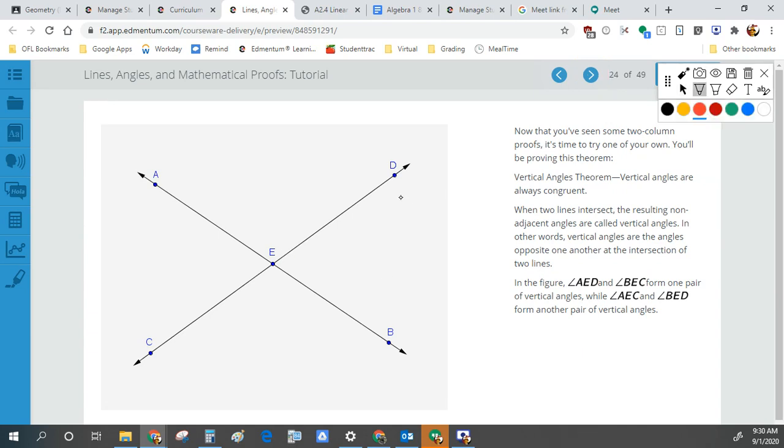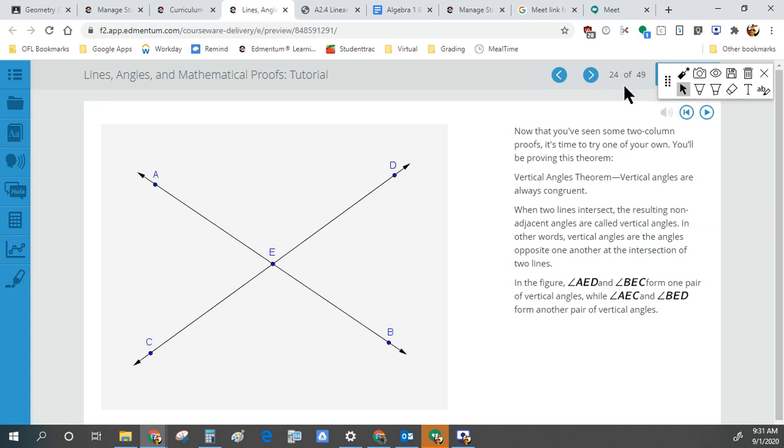So we're going to learn AEC. AEC is this one, and BED is this one. So these are vertical angles. They're across from each other, I guess is the best way to say it. Two lines are crossing each other, and the angles that are across from each other are known as vertical angles.